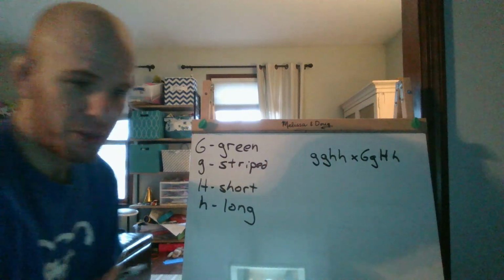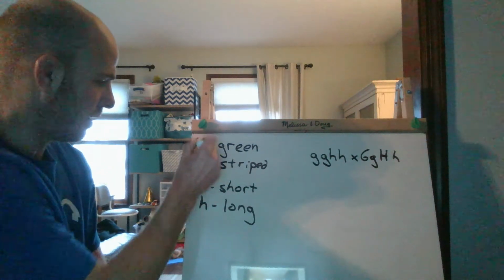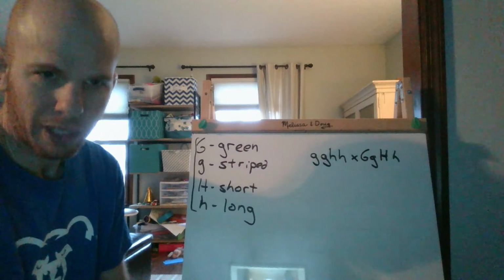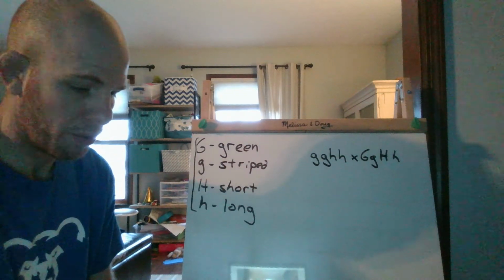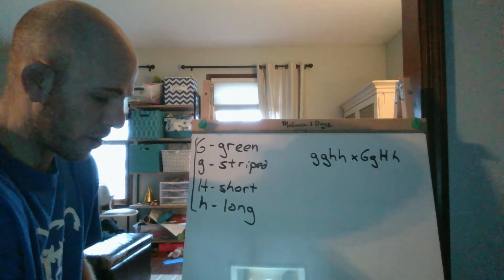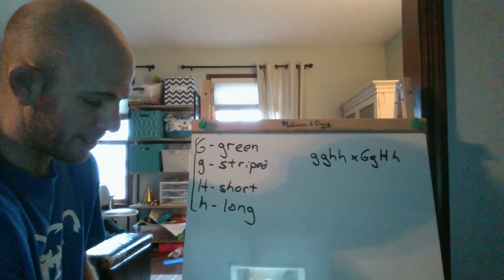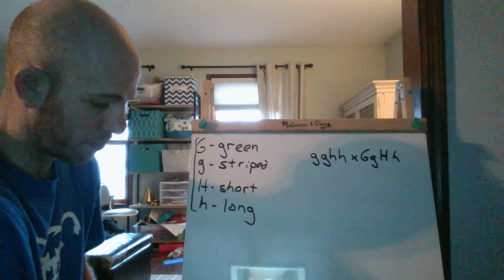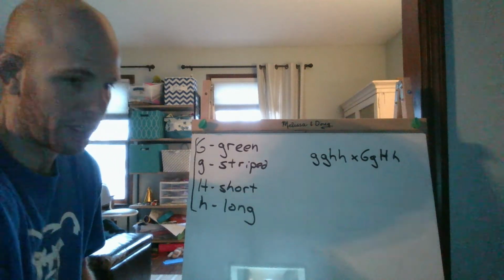And by the way, whenever you do these problems, it is a good idea to make a little key for yourself to keep yourself straight and organized as you go through. Stripe color and long shape are recessive. A plant that is long and striped is crossed with a plant that is heterozygous for both. What are the possible genotypes and phenotypes?